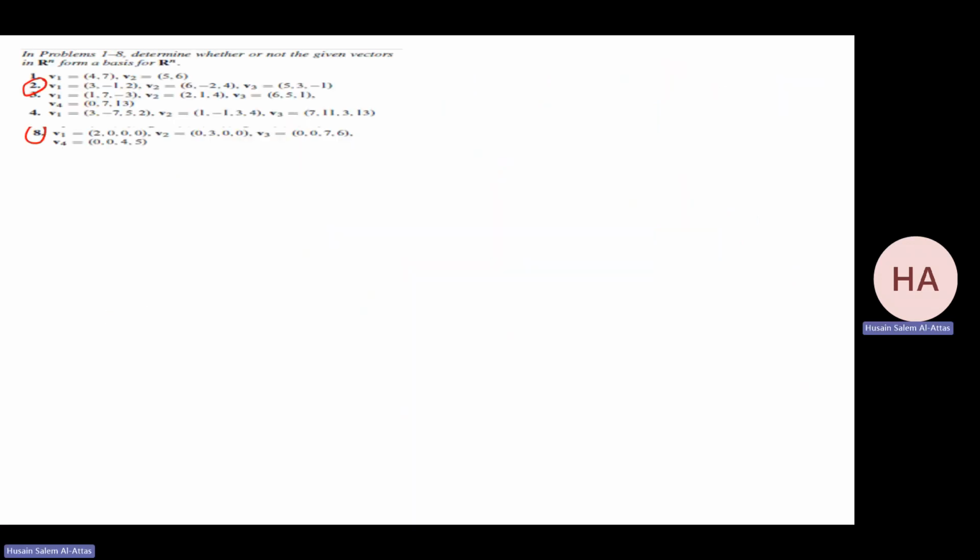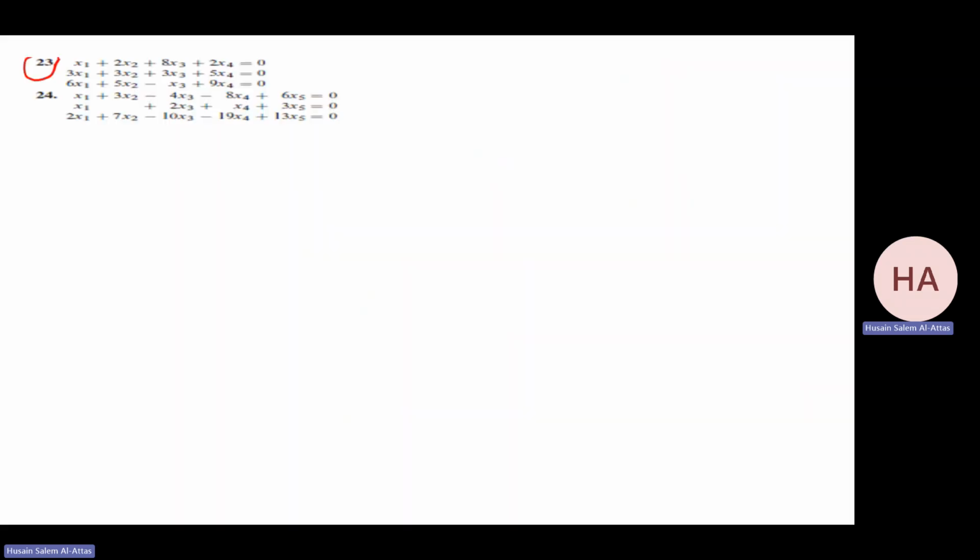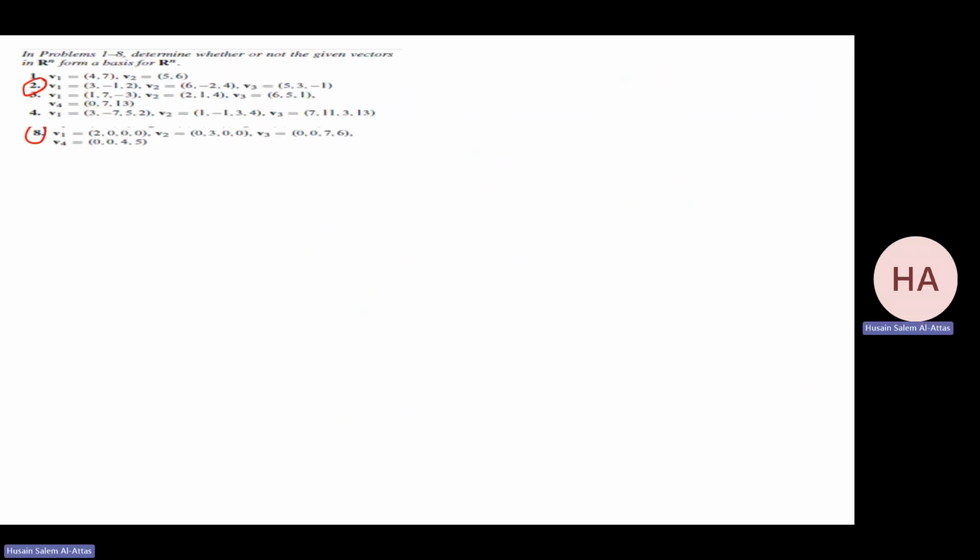Now we'll do the questions from the book. I tried to select some questions which explain what we have in this section: 1, 2, 3, 4, 7, 10, 15 questions. Okay, let us do them quickly. What we have here mainly is that we want to check whether they form a basis or not.